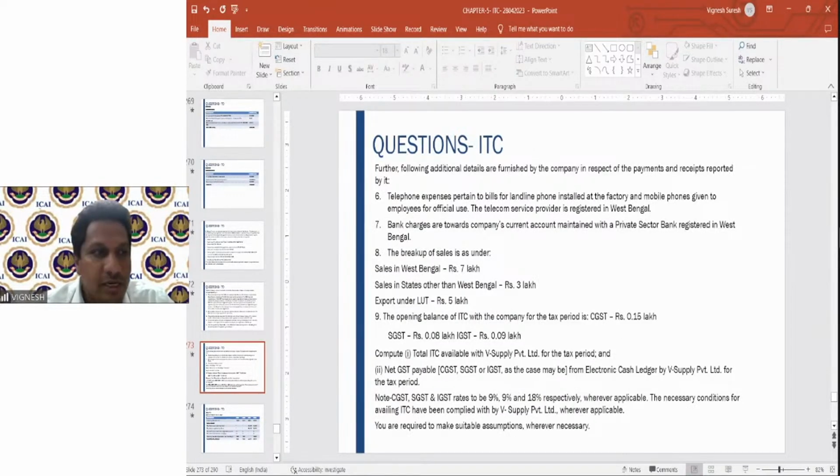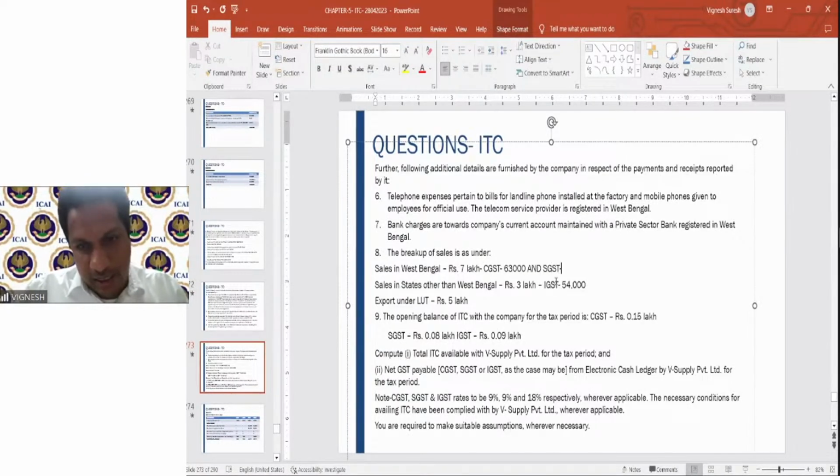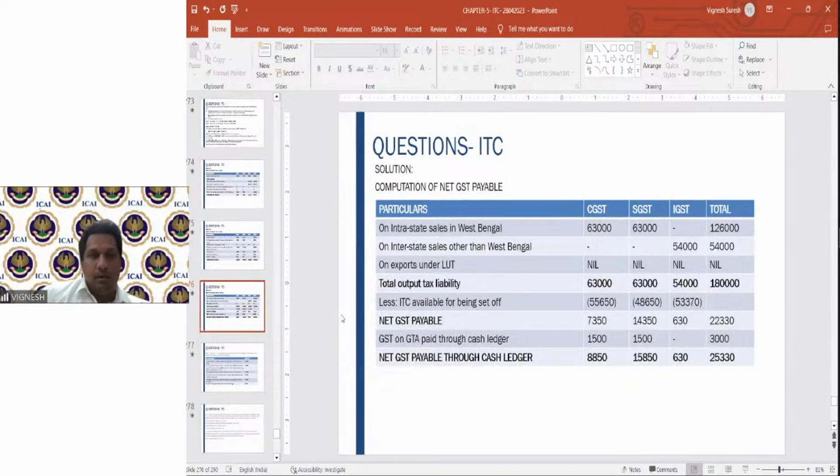On that, 18% is 1,26,000 divided by 2, CGST 63,000, SGST 63,000. Very simple, because intrastate supply. Other than West Bengal, 3 lakhs into IGST 18%, that will be 54,000. So on this IGST will be 54,000. On this CGST 63,000 and SGST will be 63,000. Okay, export under LUT, whether there will be any tax, nothing doing. There is no question of any tax on this. So there you will get the total output tax liability.